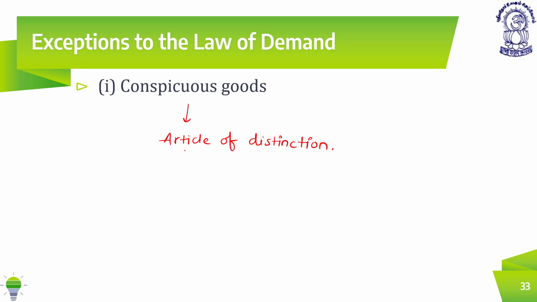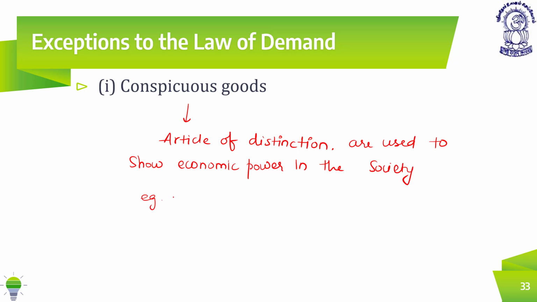So you can write over here that articles of distinction are used to show economic power in the society. Example, Rolls-Royce cars, diamond, etc.